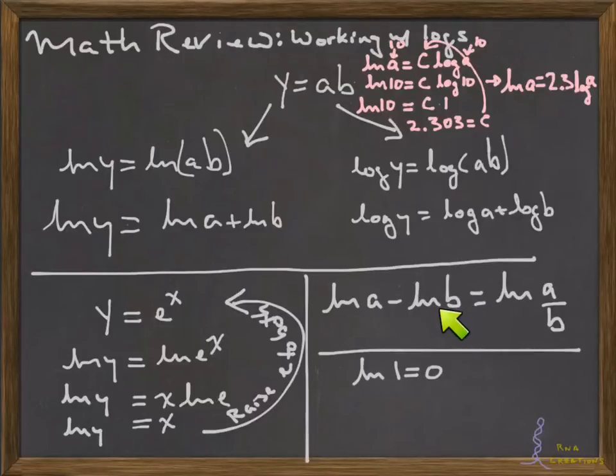Over here on the right, we have another relationship: if we have the difference between two numbers, natural log of A minus natural log of B, this is equal to the natural log of A over B. And this is completely analogous to this relationship here, except that I've reversed the left and the right sides and flipped the sign. Another important relationship is the natural log of 1 equals 0, or the log base anything, log base 10 of 1 is equal to 0.